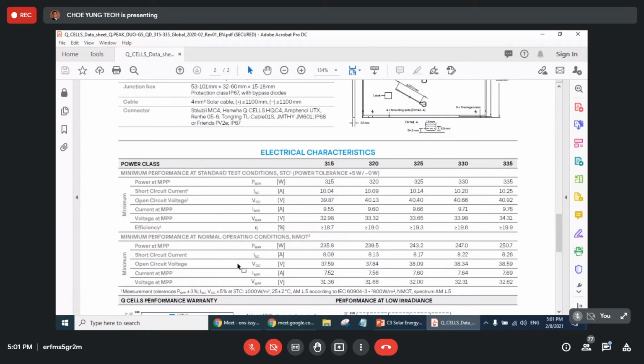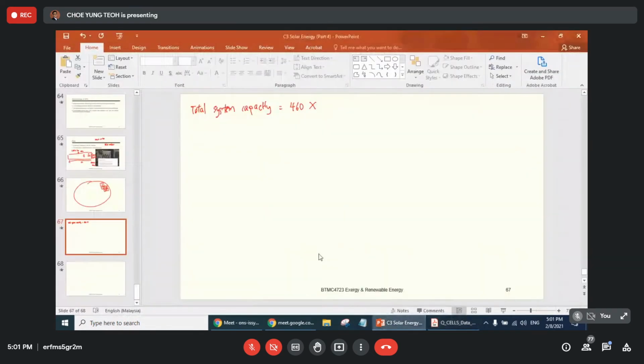Okay, which one did you choose? 315 or 335? Or any of them? Okay, you have to choose 335. Okay, fine. There's nothing wrong. This depends on which type of panel you want to buy. So if you buy 335, then you use 335.